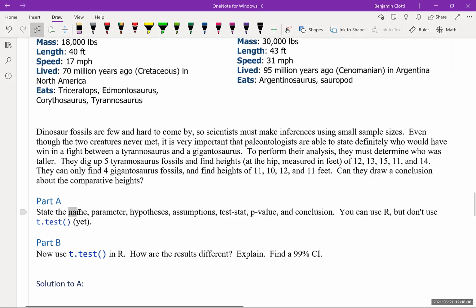You have to do a full test. That means name the test, state the parameter you're trying to study, state your hypotheses, check your assumptions, find a test stat, show your calculations, find a p-value, find a conclusion, and then try it in R using the t-test command, which is kind of a shortcut. But first, I want you to do it without using t-test.